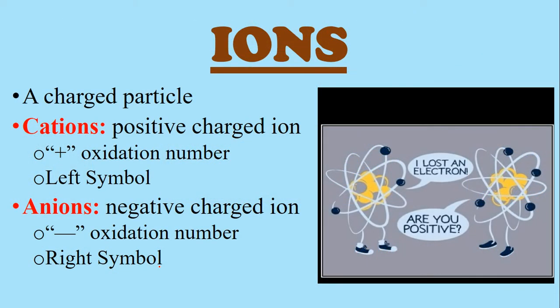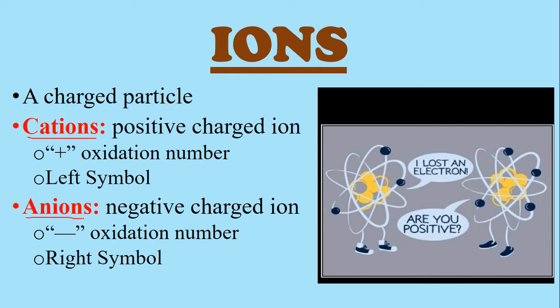So before we begin, we need to review ions. We covered a little bit about them in a previous video, but let's go a little bit more in depth with it. An ion is a charged particle. It can either be positive or negative. Now, if you're positive, you're called a cation. These are the ones with the positive or plus oxidation numbers, and they get this by losing electrons.